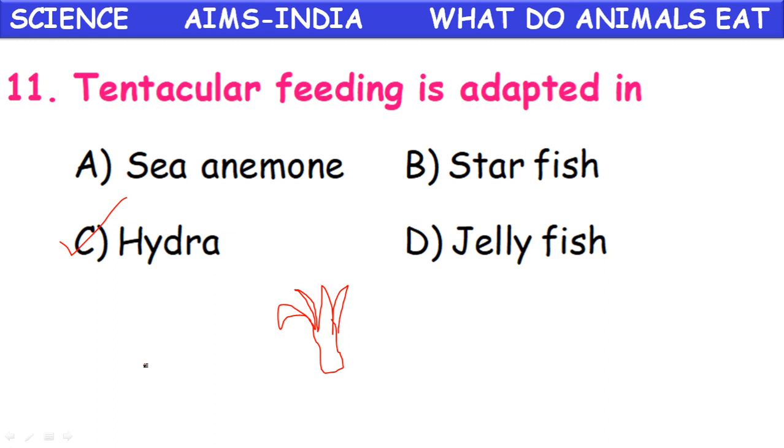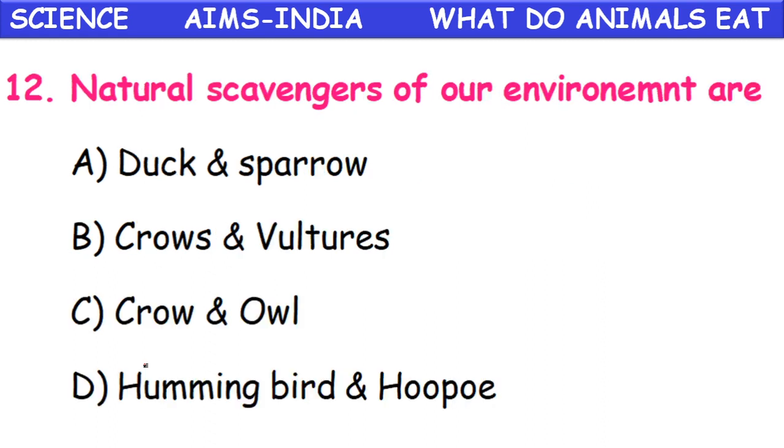Next, natural scavengers of our environment are crows and vultures. It is the crows and vultures which are called natural scavengers.